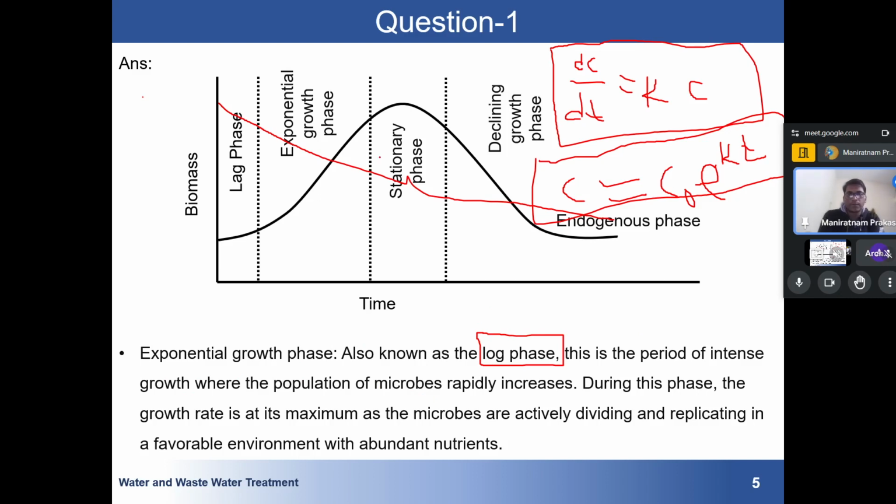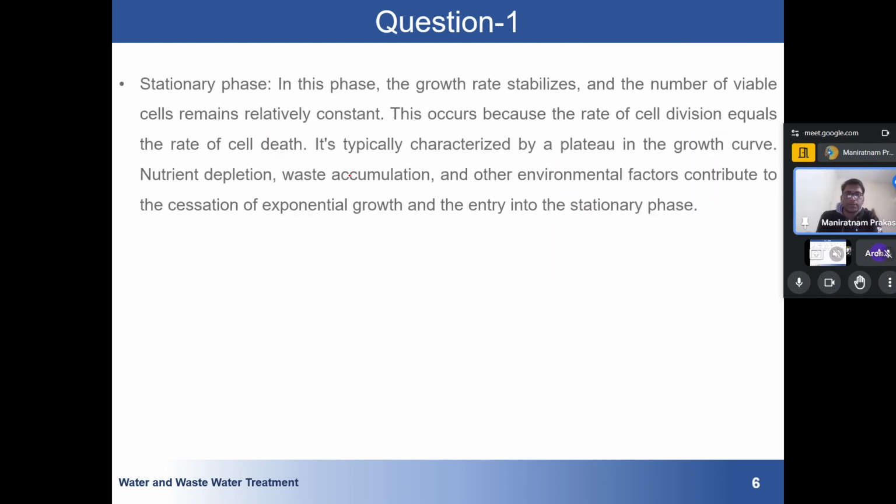Okay, after that, the amount of food available is very limited. At the same time, the population is very high. So the stationary phase comes: the population is very high and the food available is limited, so there will be no further increase in the population of microbes, and that is known as the stationary phase. In this phase, the growth rate stabilizes and the number of viable cells remains relatively constant.